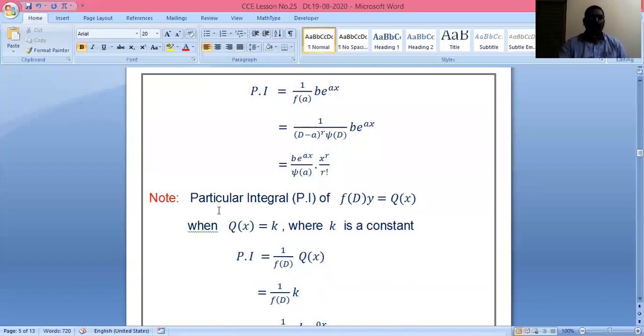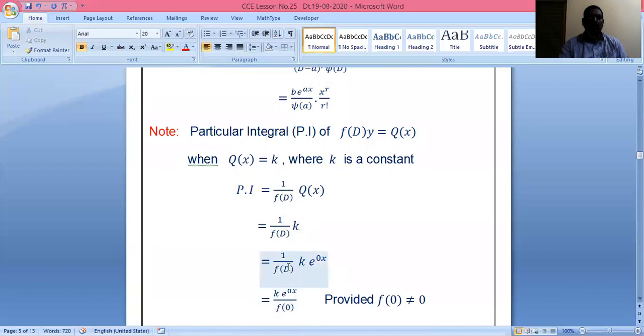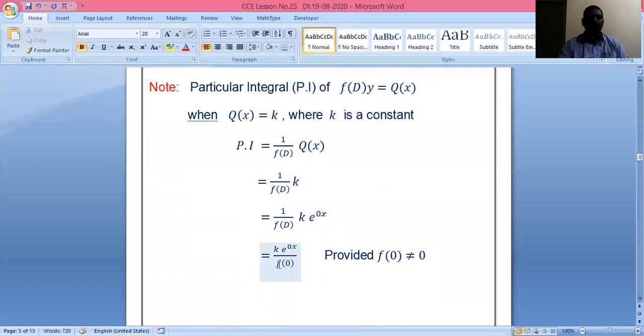Note, particular integral PI of f(D) y equals Q(x), when Q(x) is equal to a constant, where k is a constant. PI is equal to 1 by f(D) into Q(x). That is equal to 1 by f(D) into k, which is equal to 1 by f(D) into k e^(0x). That is equal to k into e^(0x). Here a is equal to 0. Therefore, k by f(0), provided f(0) is not equal to 0.